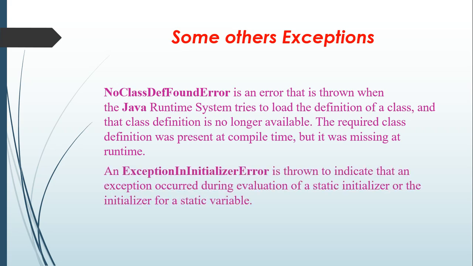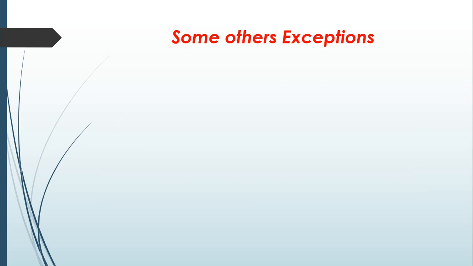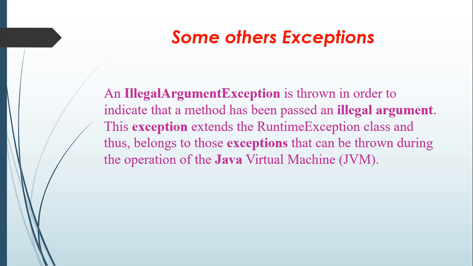An ExceptionInInitializerError is thrown to indicate that an exception occurred during the evaluation of a static initializer or the initializer of a static variable. An IllegalArgumentException is thrown in order to indicate that a method has been passed an illegal argument. It means that if the argument of the method is not fulfilled or is not the same as defined, then at that time IllegalArgumentException occurs.